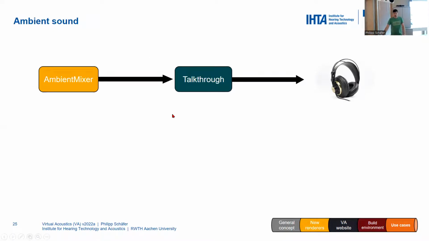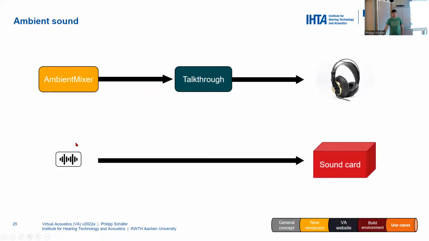Another example is ambient sound. So there's a renderer called Ambient Mixer, which you could, for example, use with a talk-through reproduction module feeding some headphones. And what this renderer does is basically just passing an input signal to the sound card. So it's not actually a rendering process. It's not considering the source and receiver whatsoever. It's just routing the signals right through.